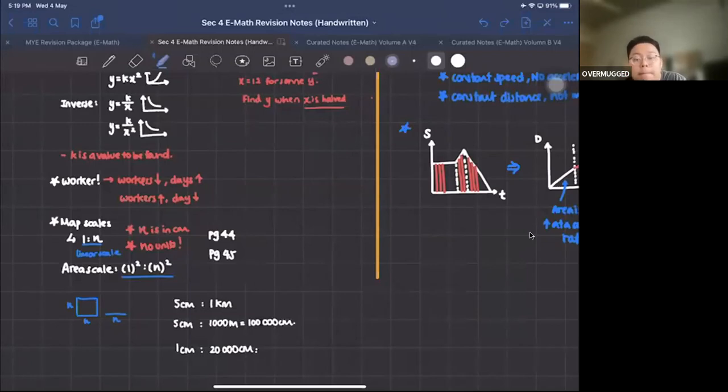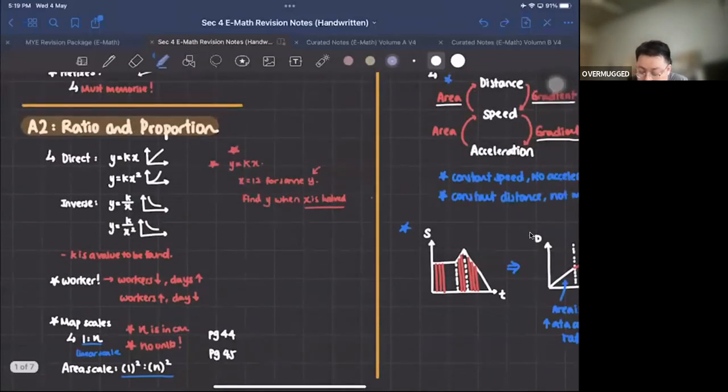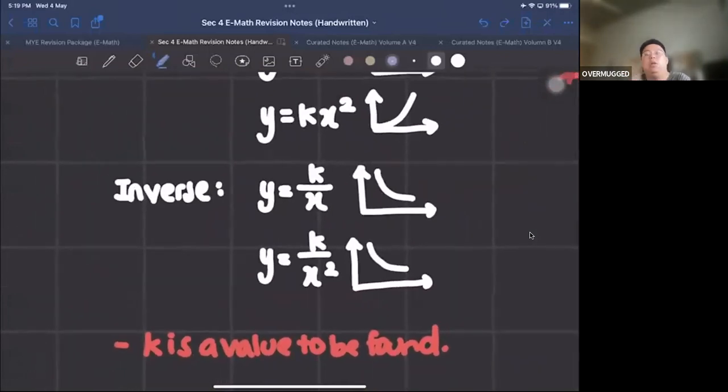TSF, yeah. Difference between y over x and y and x squared? Oh, it's the same thing. So I assume you're talking about the inverse graphs. They are the same thing. Later, when I touch the functions and graph chapter, you will see that the curves are exactly the same.